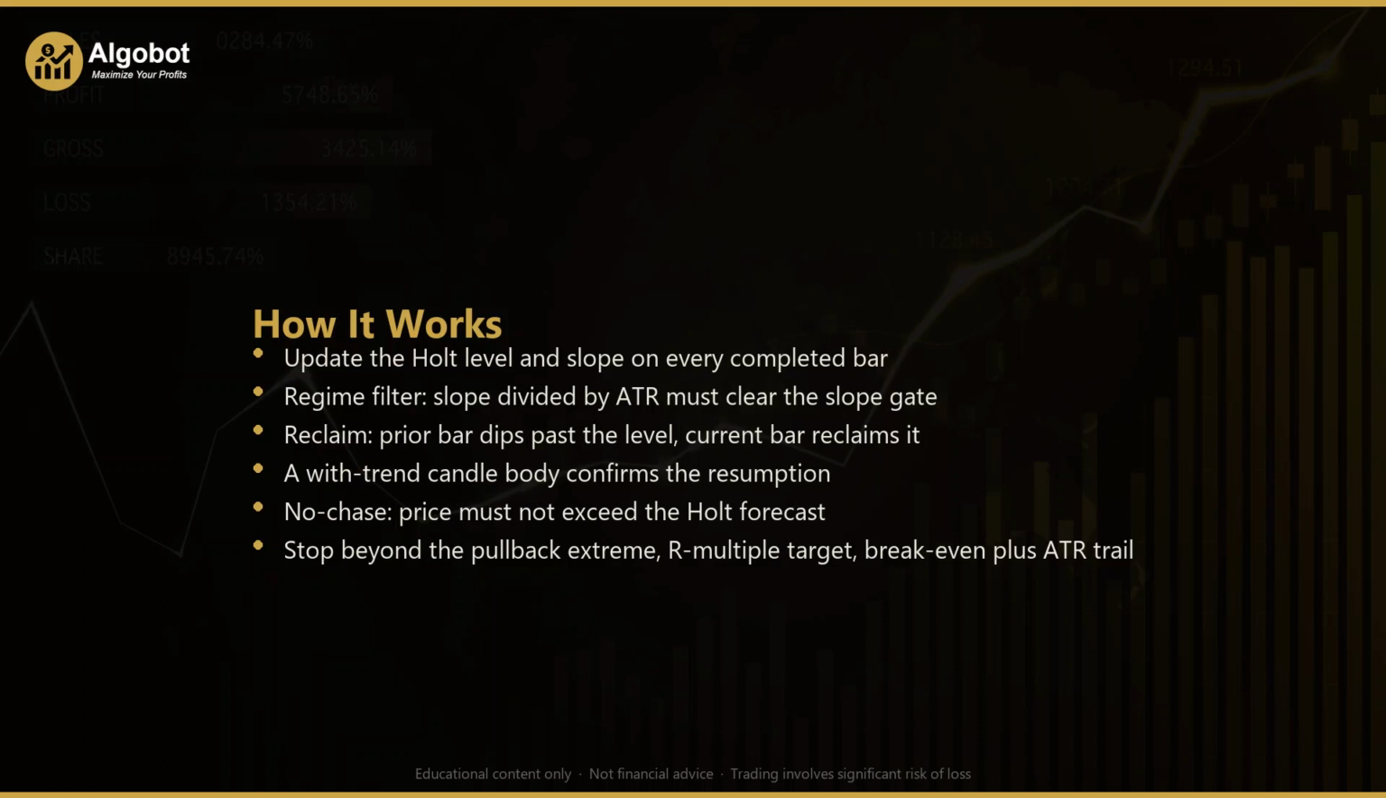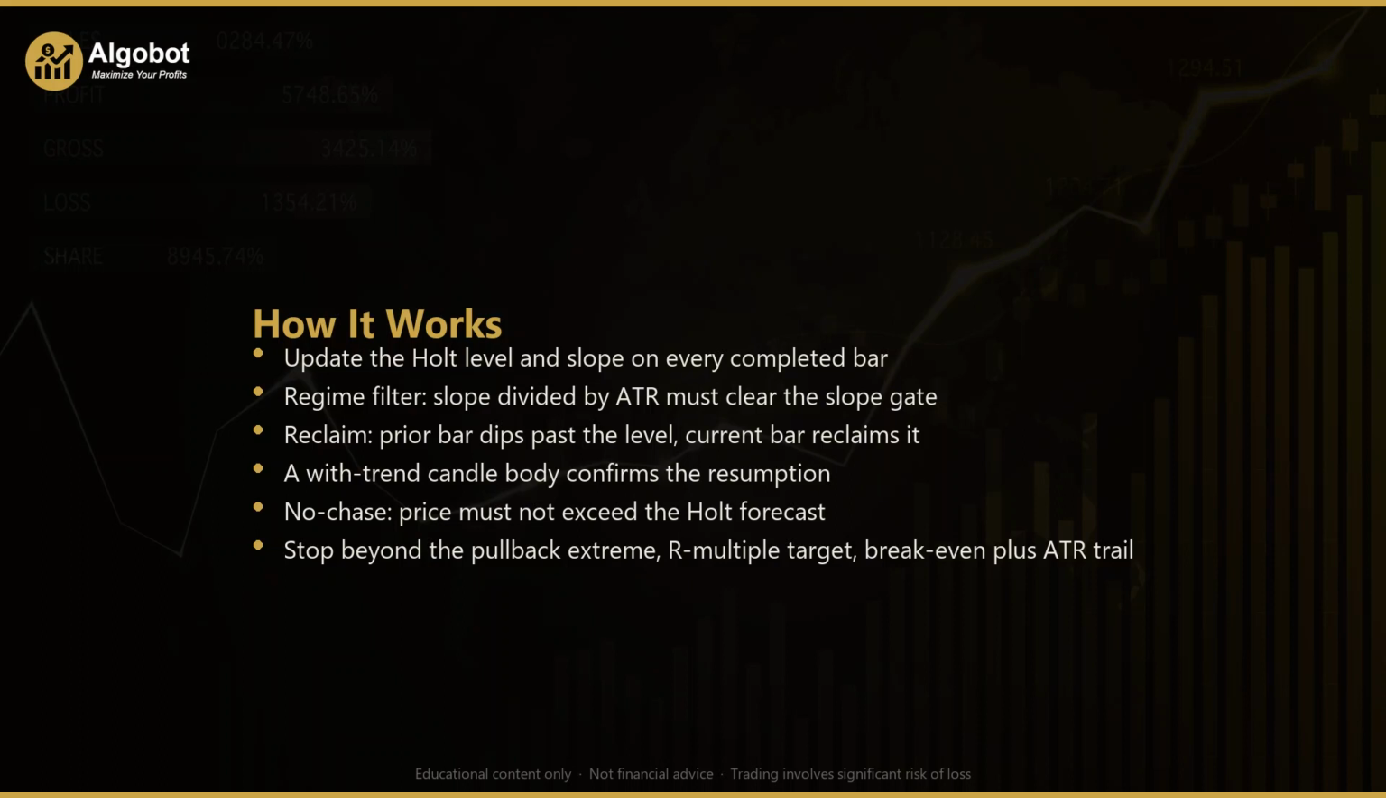the slope reacts. Next comes the first filter, the regime check. The strategy divides the trend slope by the average true range, computed over a period of 14 by default, to get a dimensionless slope. If that value is at or above the SlopeGate, defaulting to 0.08, the market is in an up regime. If it is at or below the negative of that gate, it's a down regime. Anything in between is treated as flat or choppy drift and is ignored.